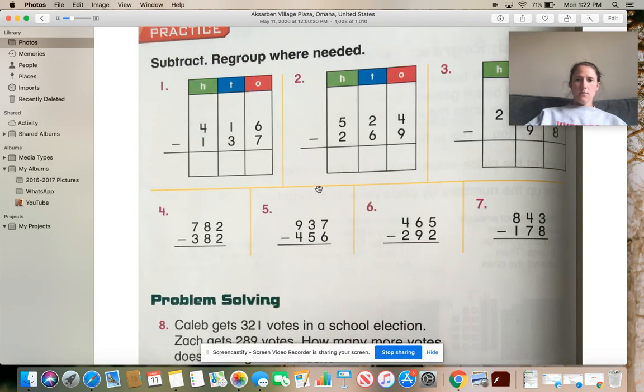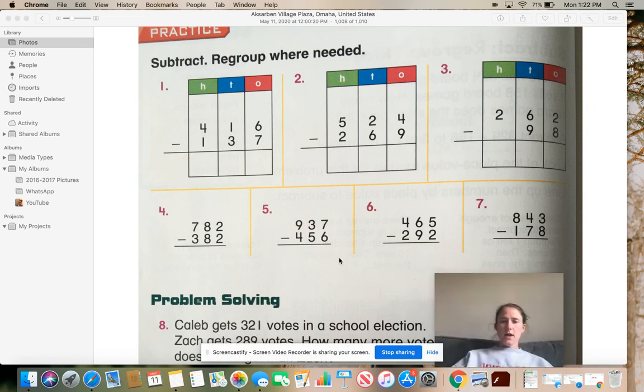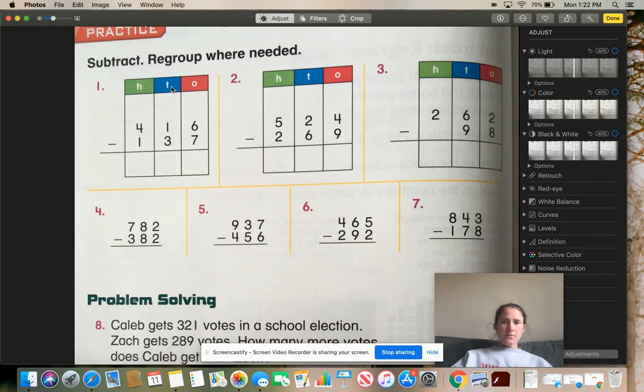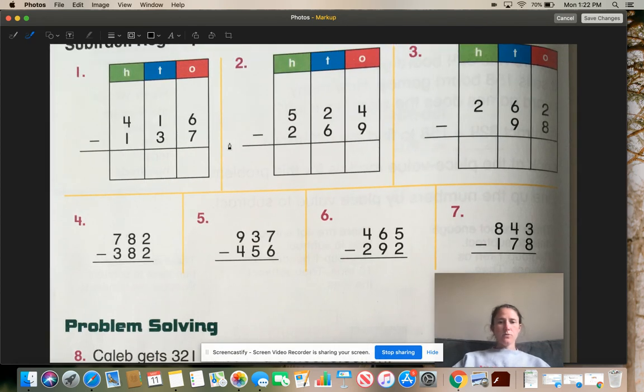And here we go. So we are doing the same thing, guys. We want to look and ask ourselves, do we need to regroup? So let's edit this. I have, for my first problem, 416 minus 137. I'm going to circle my top number, 6, and I have minus 7. Can I do that? Well, if I have 6 pieces of candy, can I take 7 away? I cannot. So I need to go to my 1, and my 1 becomes a 0.